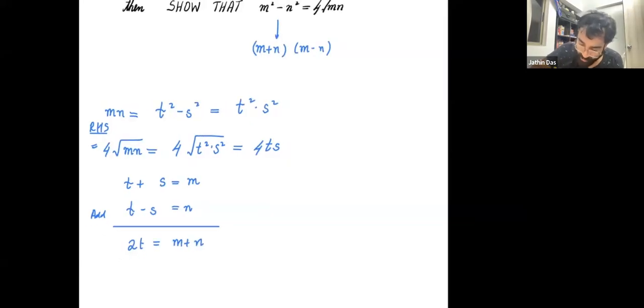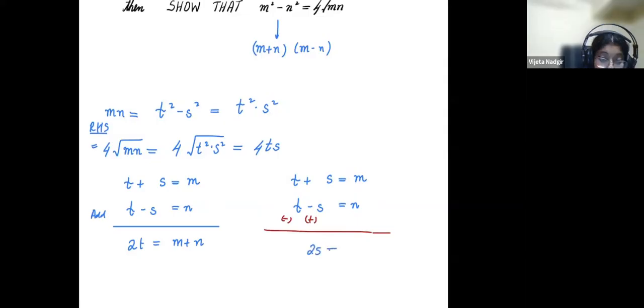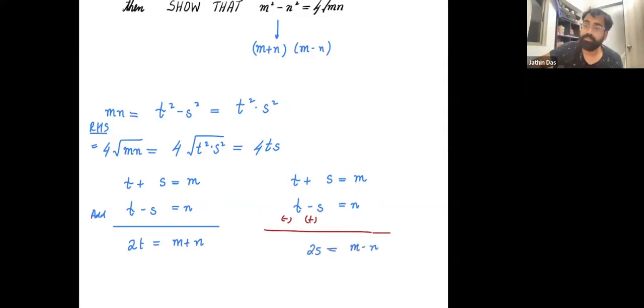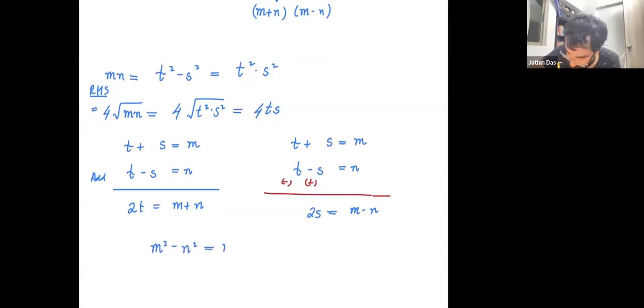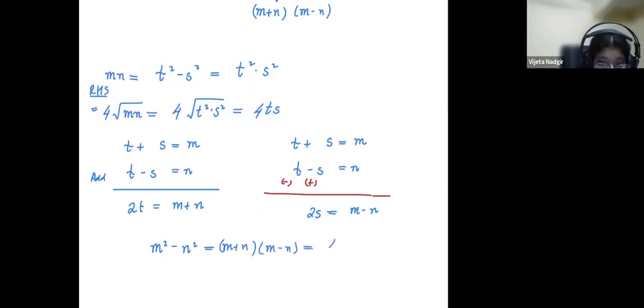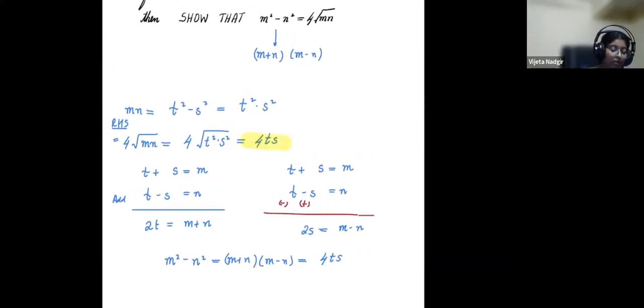Same equation, if you subtract, what will you get? 2s, 2 sine is equal to m minus n. So then, 2t into 2s. Do you get it? You will get 4 tan into sine, correct. How? Got it?